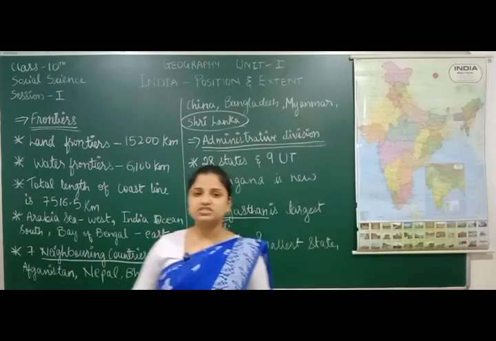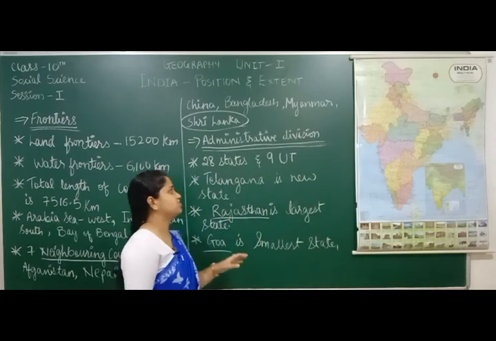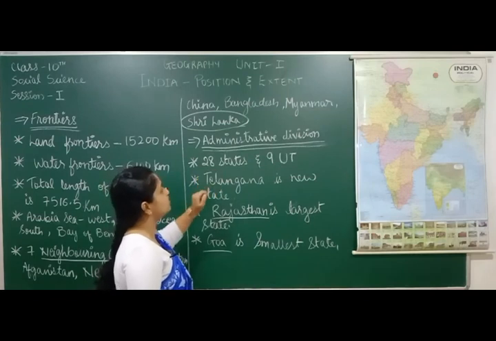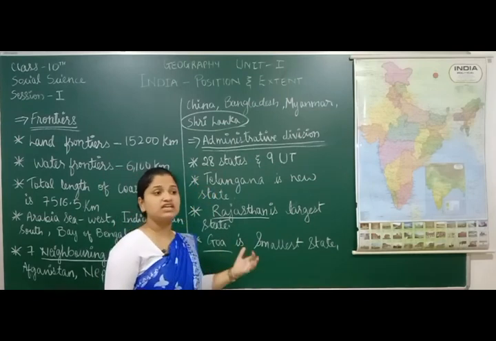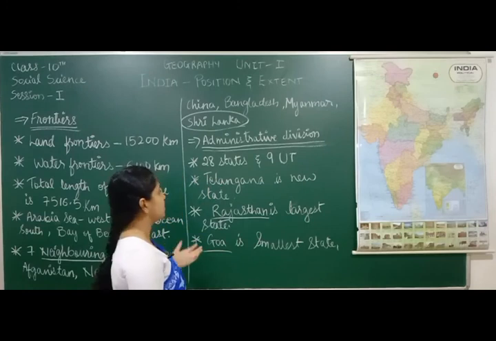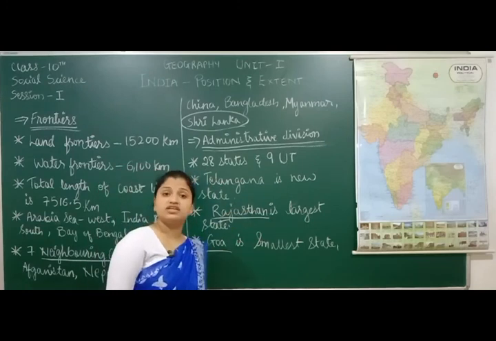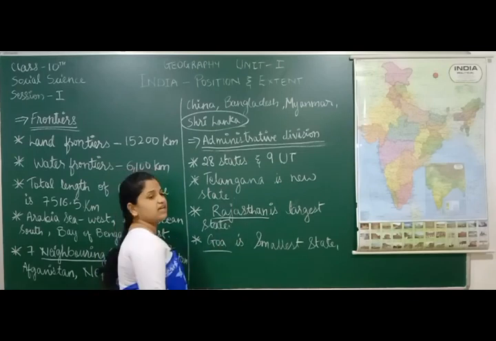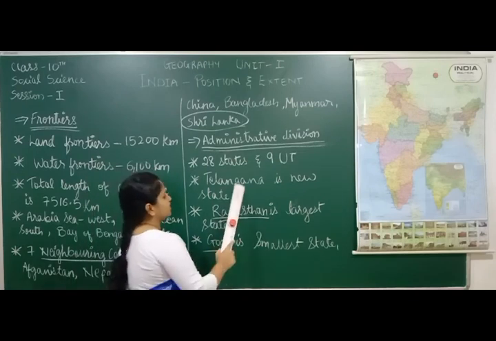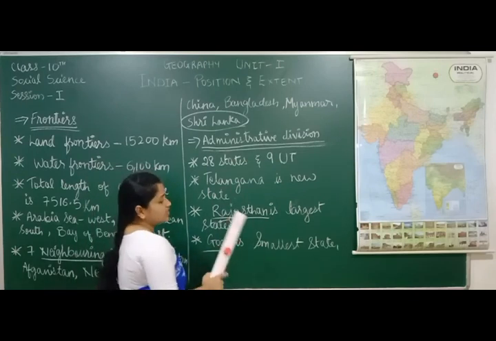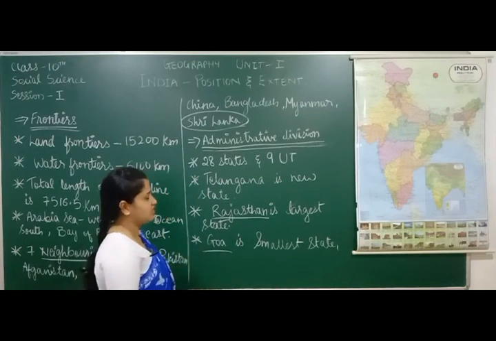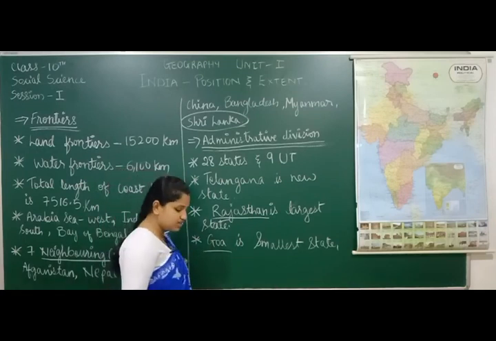So for good administration, our country is further divided into states and union territories. In total we have 28 states and 9 union territories. Which is the new state that has been added? That is Telangana. Which is the largest state of India? Rajasthan. And the smallest state of India is Goa.